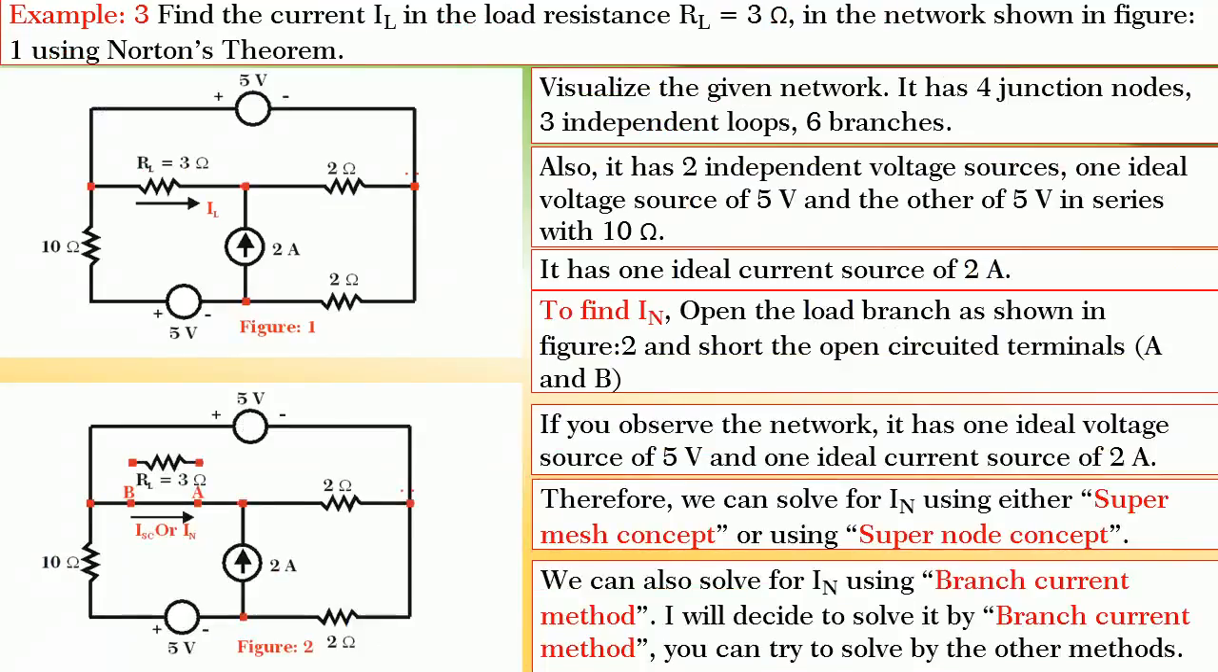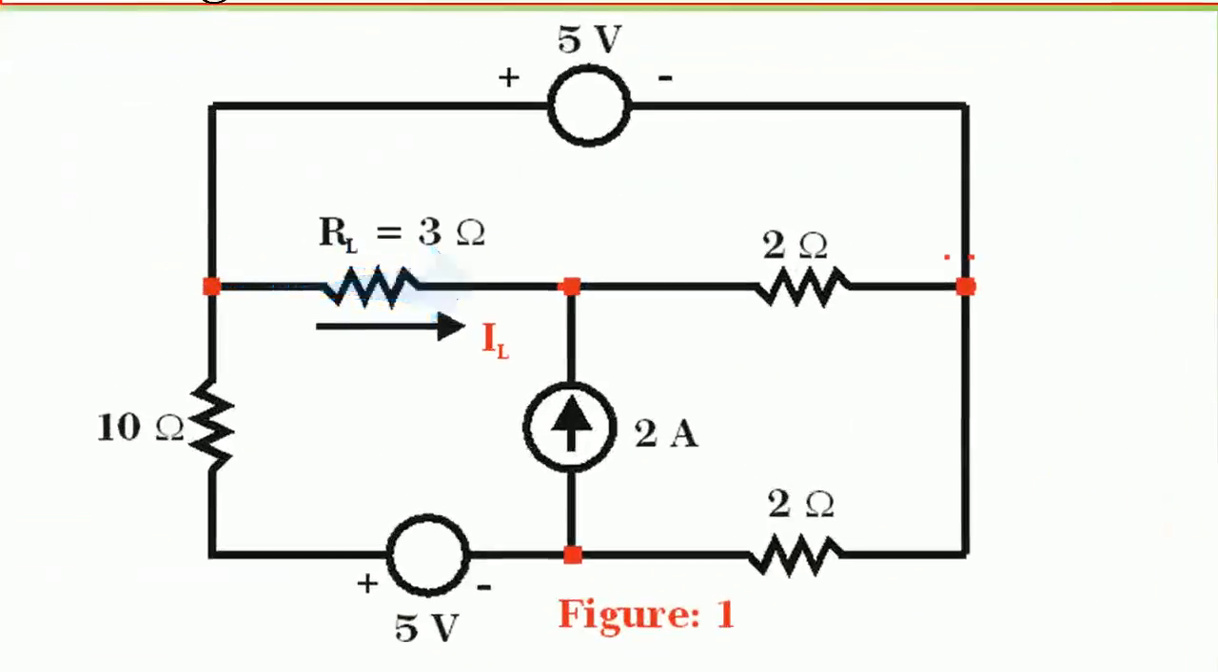Friends, to emphasize the concept that we have learnt, let's take another very interesting problem. To find the current IL in the load resistance RL is equal to 3 ohm in the network shown in figure 1 using Norton's theorem. First, let us visualize the network.